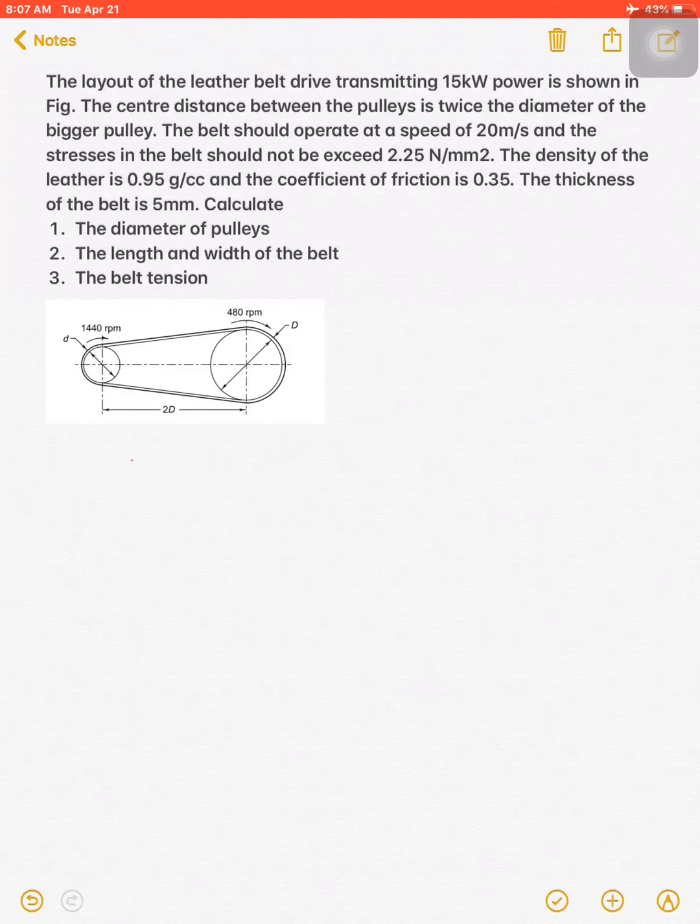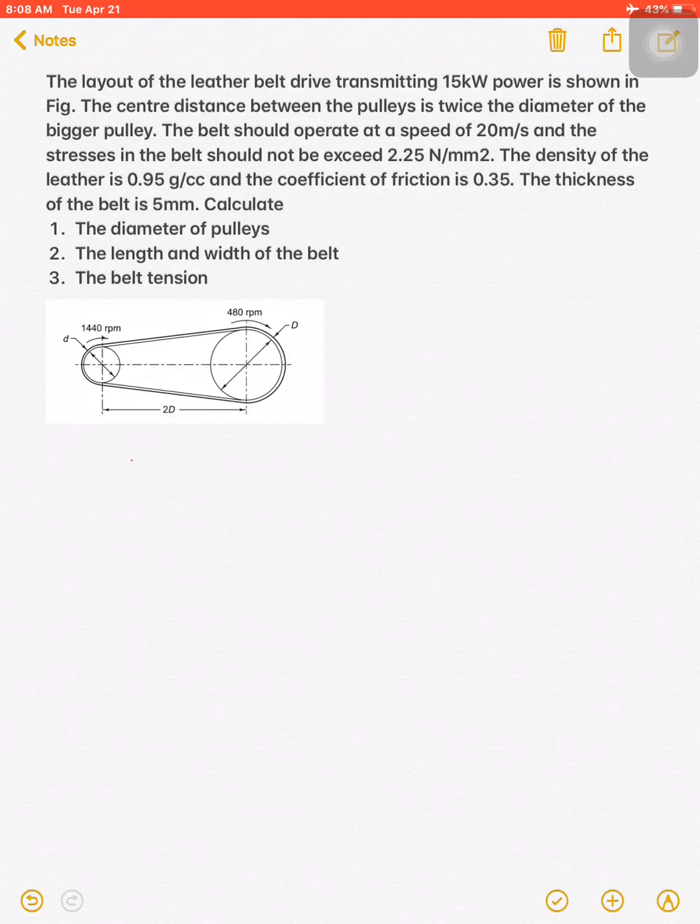The belt should operate at a speed of 20 meters per second and the stresses in the belt should not exceed 2.25 Newton per mm square. The density of the leather is 0.95 gram per centimeter cube, the coefficient of friction is 0.35, and the thickness of the belt is 5 mm. Calculate the diameter of the pulleys, the length and width of the belt, and the belt tension.